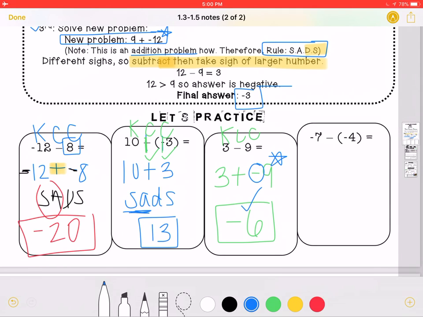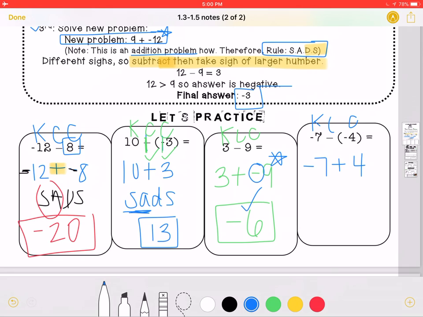If you want to, you can pause the video and try this last problem on your own. Press play once you've tried it through in order to check yourself. All right, let's figure out what we do with this problem. I'm going to do keep, change, change. Keep it negative 7, change subtraction to addition, change a negative 4 into a positive 4.